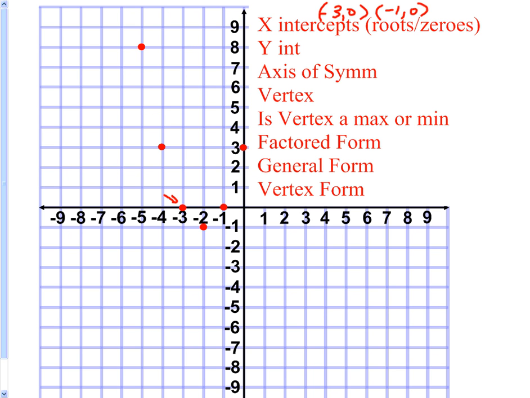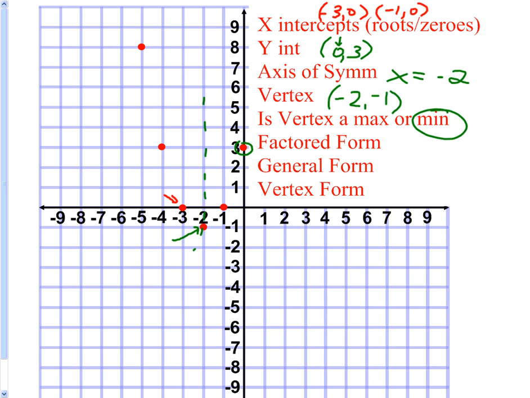Okay, the y-intercept is that one, but I wouldn't say 3. I would say what, comma what? The y-intercept is where x is 0, so that's got to be a 0. Axis of symmetry, that's that line that runs right down here, but you wouldn't say -2. What would you say? x equals -2. Good. The vertex, that's that spot right there, and that's just a point. What, comma what? Good. Is it a max or a min?